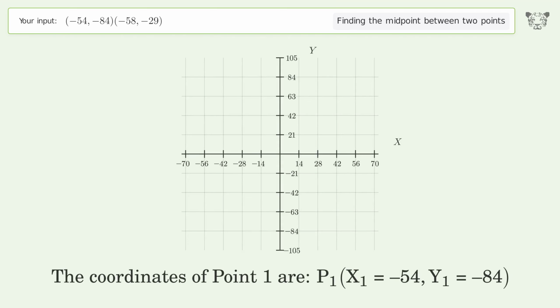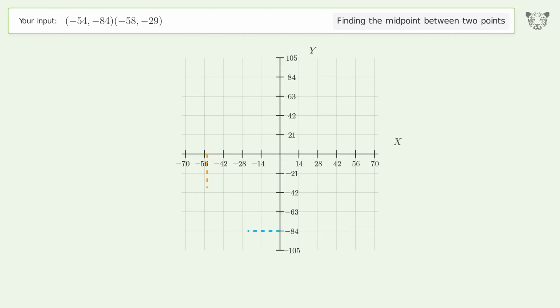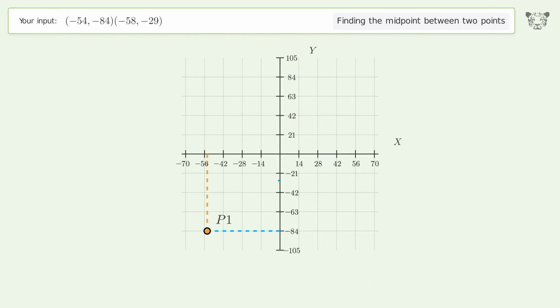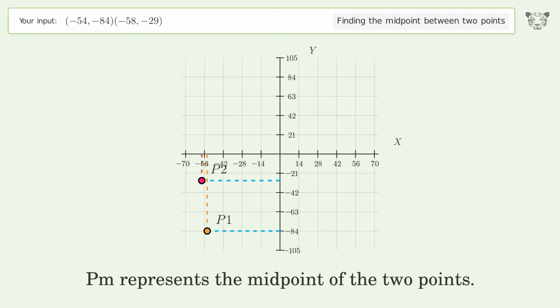The coordinates of point 1 are, x1 equals -54, y1 equals -84. The coordinates of point 2 are, x2 equals -58, y2 equals -29. PM represents the midpoint of the 2 points.